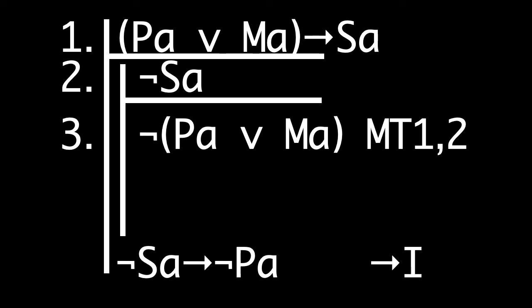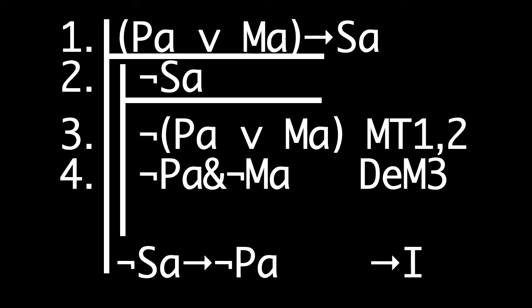So as a next move, we look at line 3, and this is another pattern. There's a negated disjunction. That's the pattern for De Morgan's rule. De Morgan's rule lets us take a negated disjunction and end up with a conjunction of negations. That is, we take the negation from the outside, move it to the inside so that it applies to both conjuncts, and the or becomes an and. So it's not PA and not MA by De Morgan's rule applied to line 3.